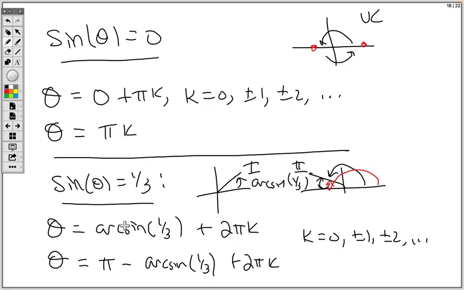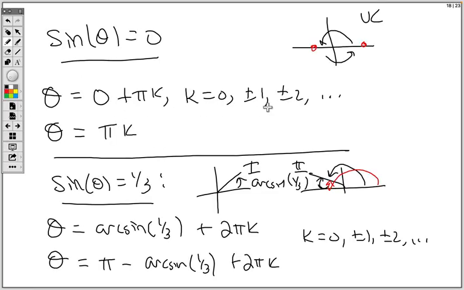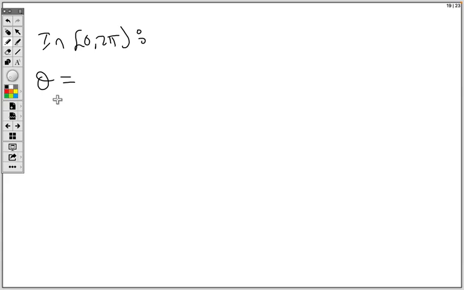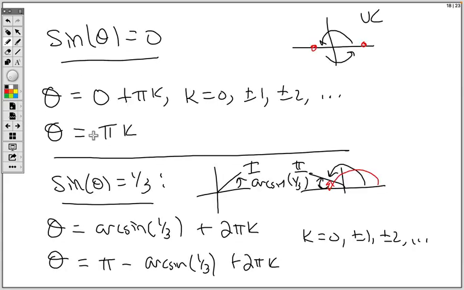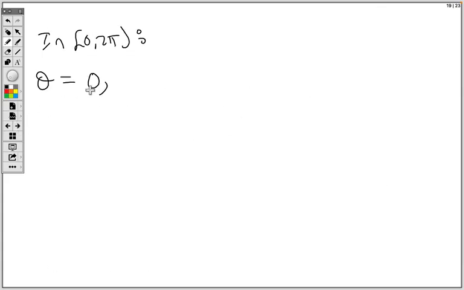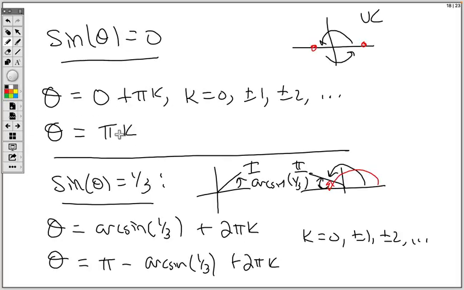Which ones lie between 0 and 2 pi? Well, from this first family, when k is 0, I get 0. So that's between 0 and 2 pi. When k is 1, I get pi. When k is 2, I get 2 pi, and we're technically not including 2 pi. So from the first family, we just get 0 and pi.